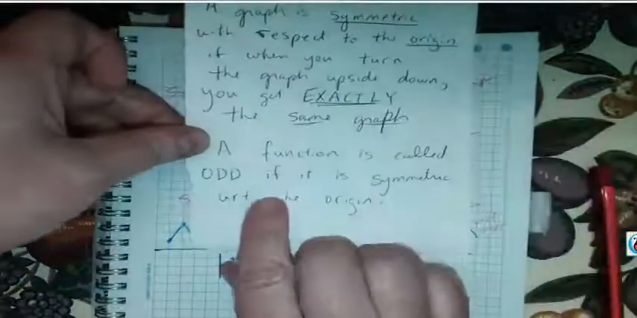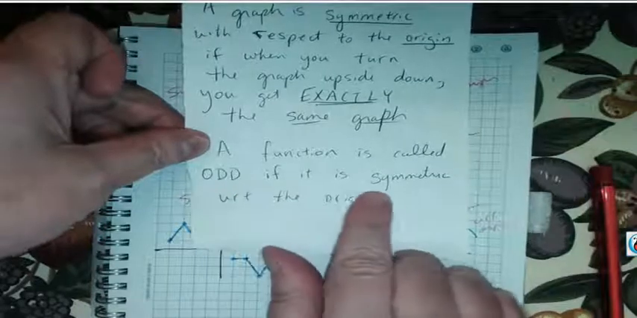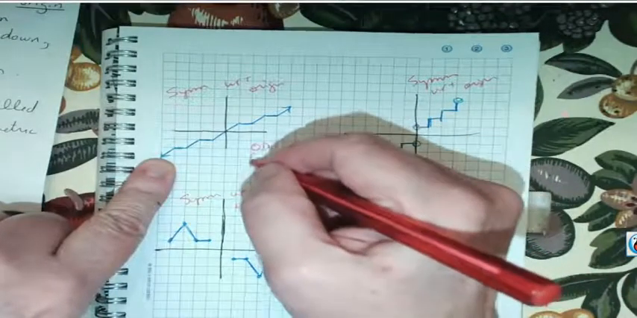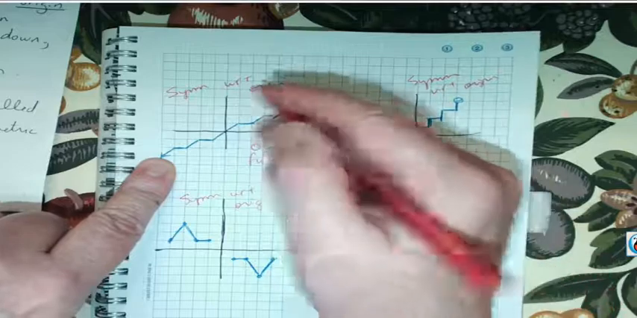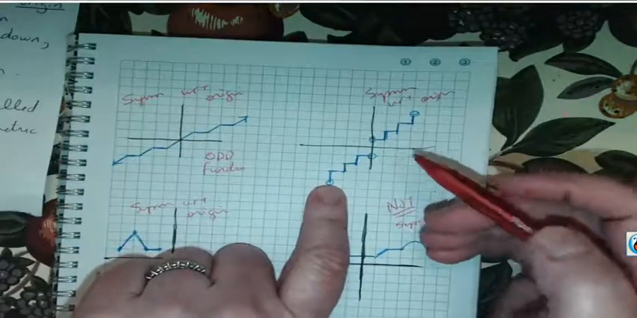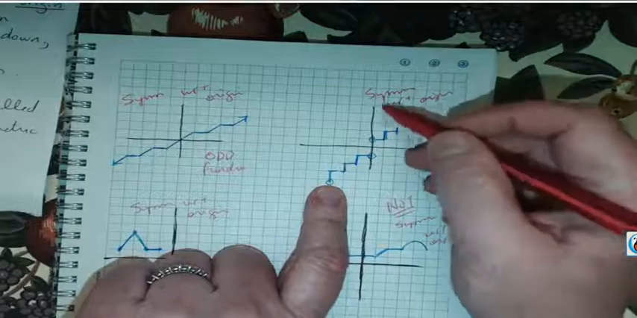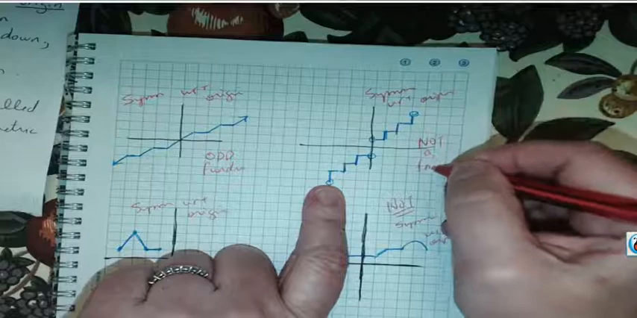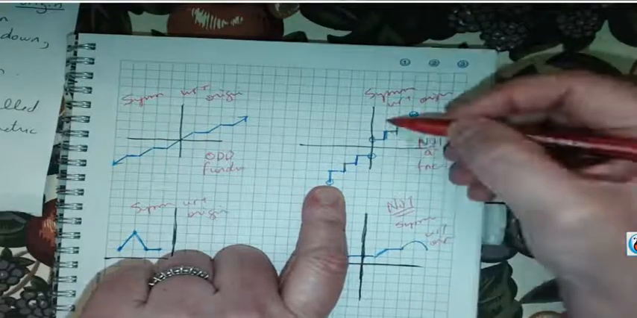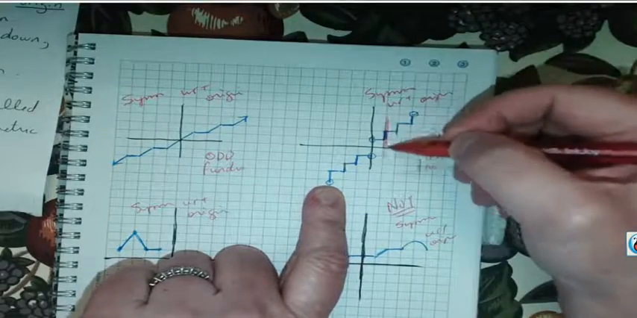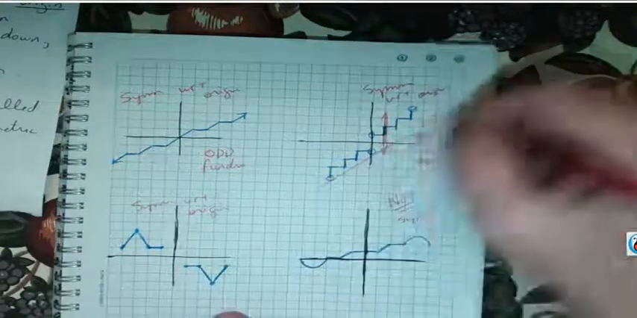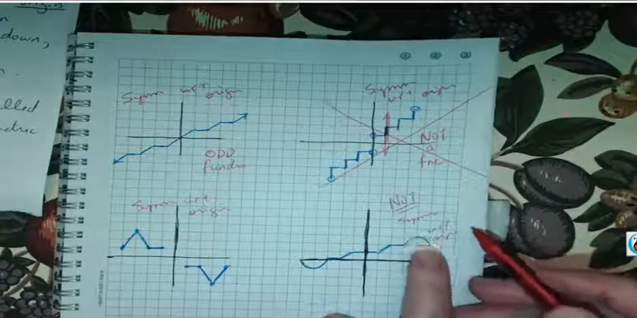A function is called odd if it is symmetric with respect to the origin. So this is an odd function. It's a function and it's symmetric with respect to the origin. This is not a function. The figure is symmetric with respect to the origin, but it's not a function. It doesn't pass the vertical line test. So see here, this vertical line goes through more than one point. It's not a function. That's not symmetric with respect to the origin.